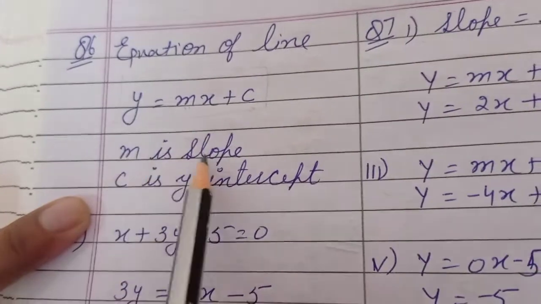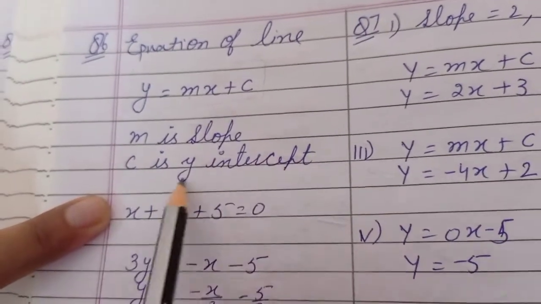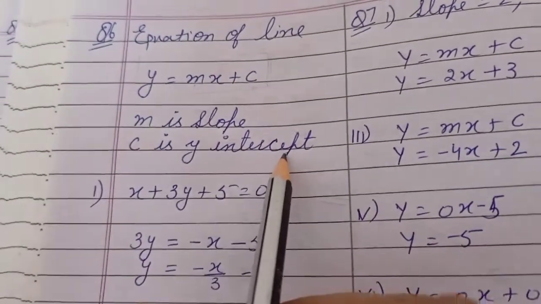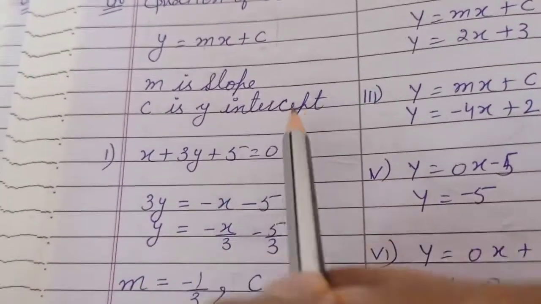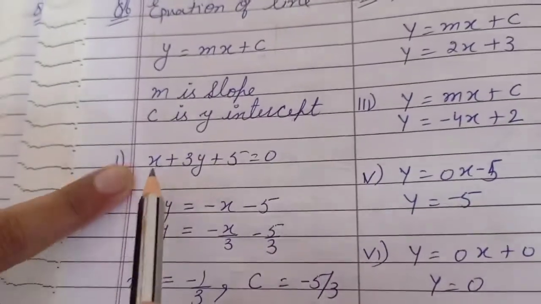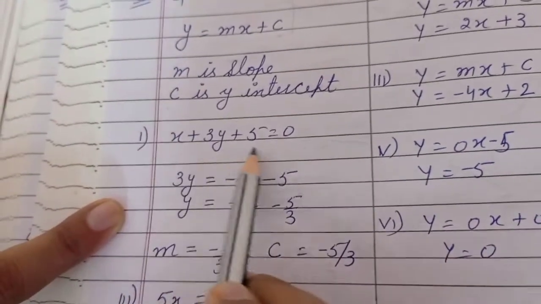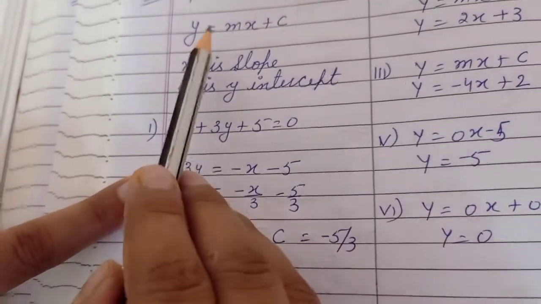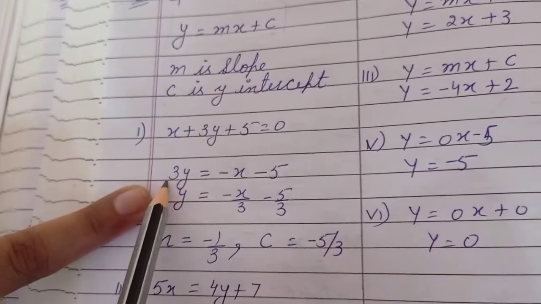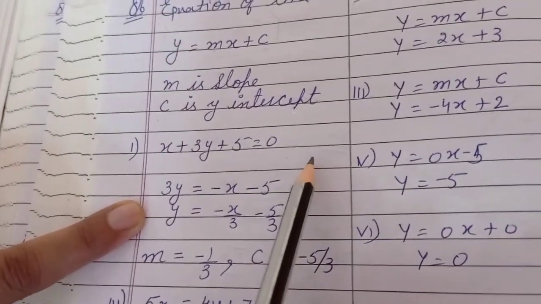where m is slope and c is y-intercept. Clear, students? Now in the sixth question, for each of the equations, find the slope and y-intercept. Clear? We have to find m and c for each equation. This is the equation. Convert this equation in this form. That means y should be on the left side, and all the rest of the terms will be on the other side.